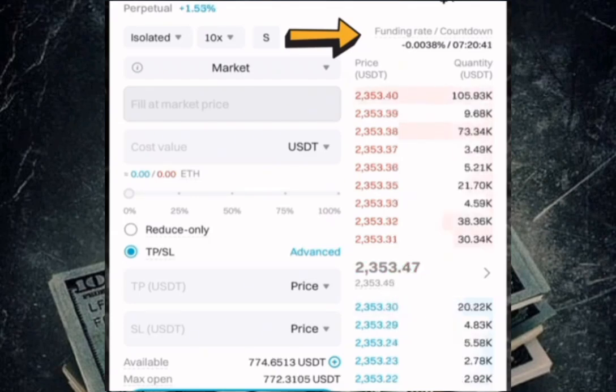So if all the people are taking any short position, they will pay that fee. So right now, the funding rate is negative. It is currently minus 0.0038. And you can see the countdown is 7 hours, 20 minutes, 20-something seconds.